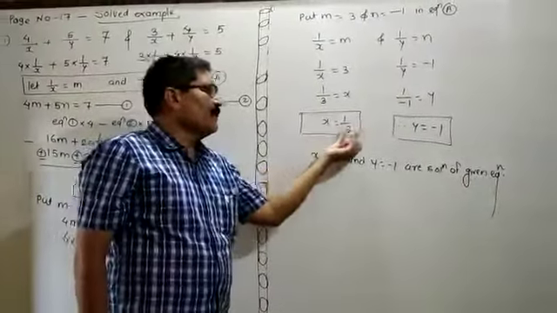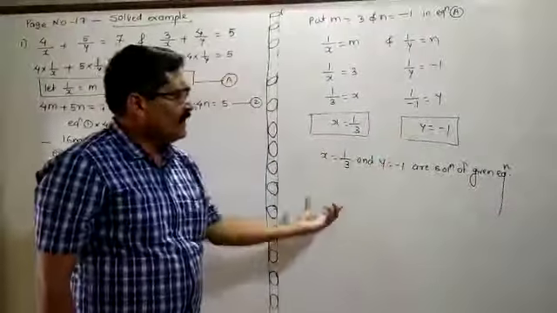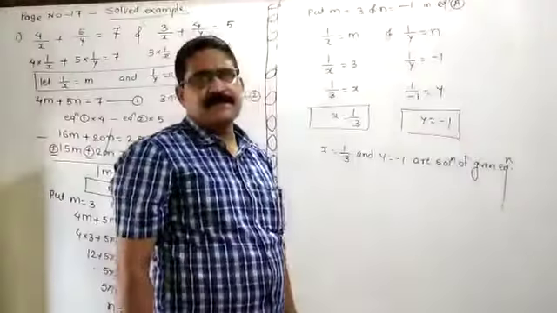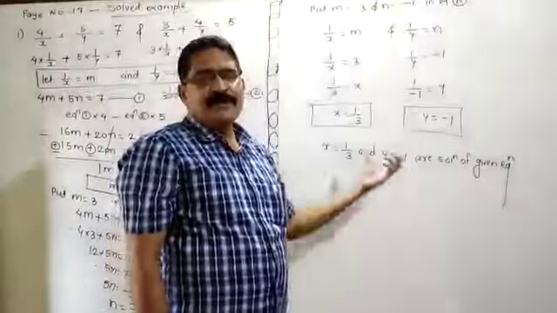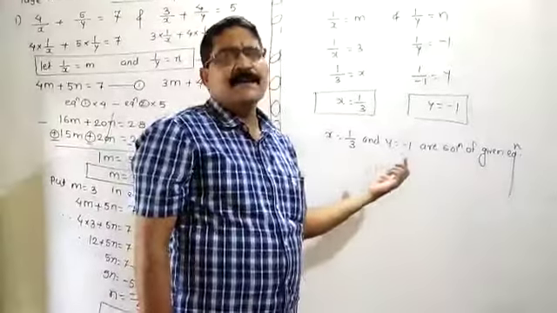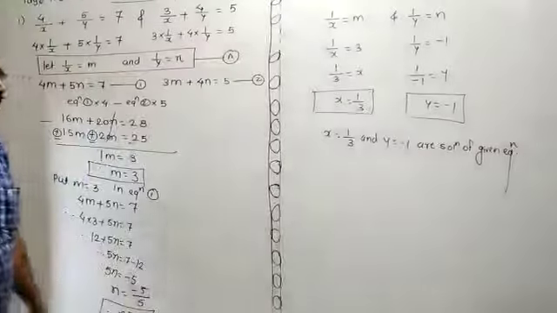Therefore x is equal to 1 upon 3 and y is equal to minus 1 are the solutions of the given equation. Everybody understand? Properly you have to understand all these things and you have to write all these things properly. Write down.